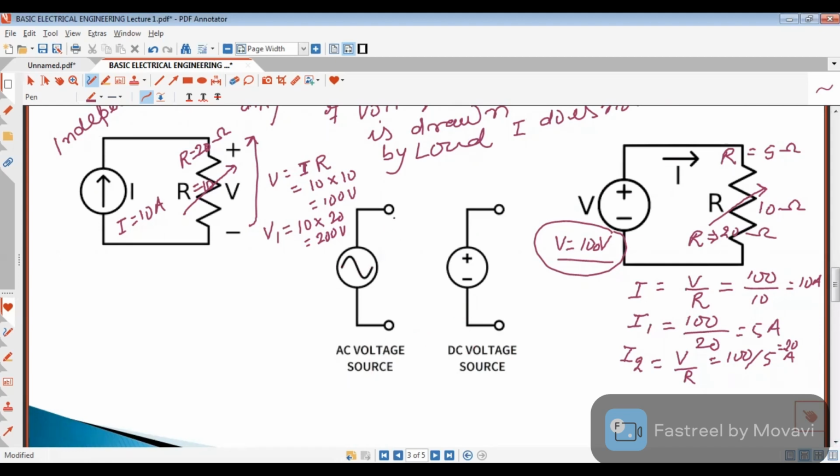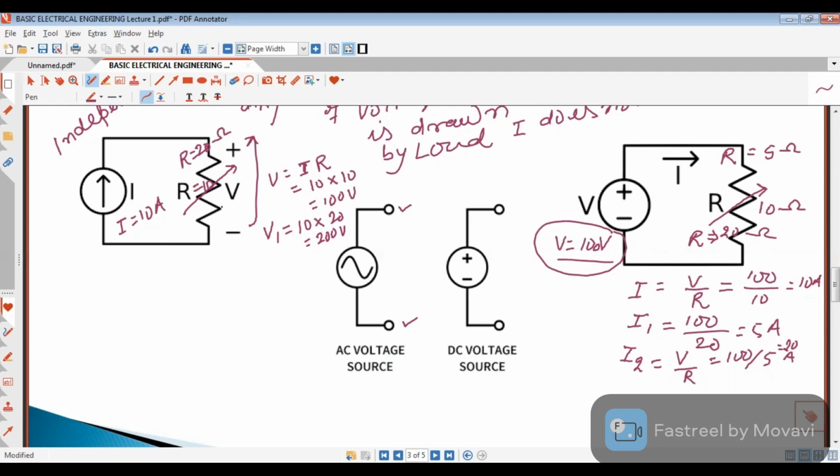If we see here how many terminals are there, this is one terminal and this is another terminal. So here two terminals are there. So for independent sources, terminals will be only two. So for independent sources, symbol will be like this, and it has two terminals. And for the independent current source, however much voltage we can draw across this source, the value of current does not change. So this type of source is called independent source.